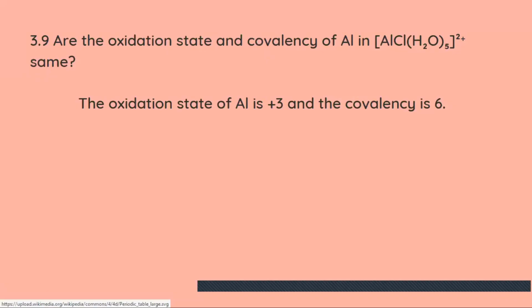The oxidation state and covalency of Al in AlCl3 and [Al(H2O)6]3+ are the same? Now, the oxidation state and the covalency of aluminium in these two cases is different. Its oxidation state is +3. I believe we'll be learning about the oxidation state of complexes at a later point in time. But its covalency is 6.